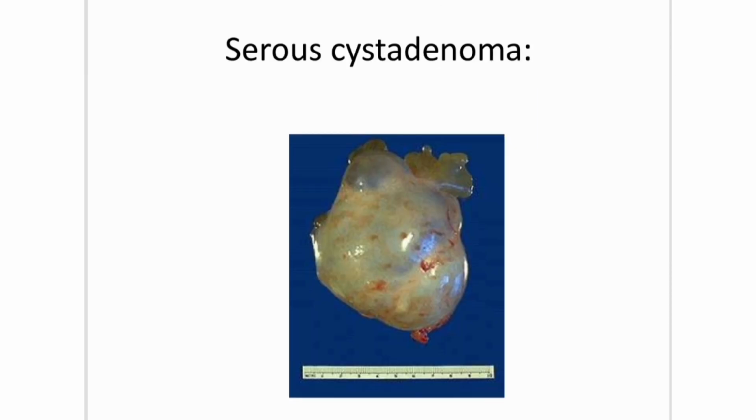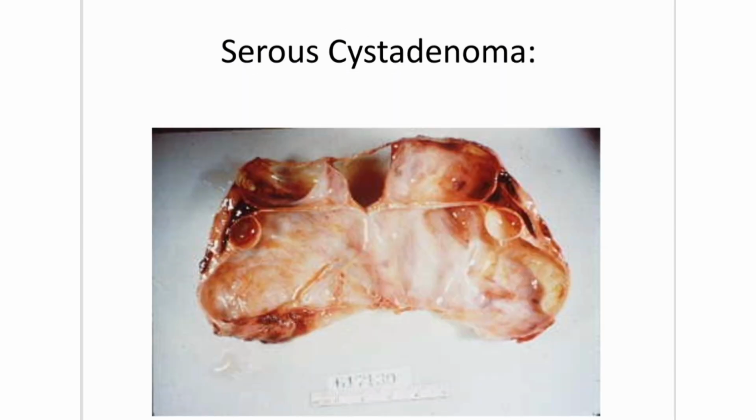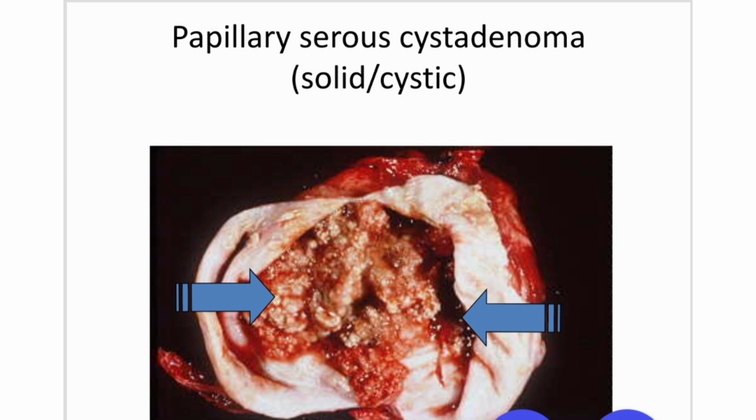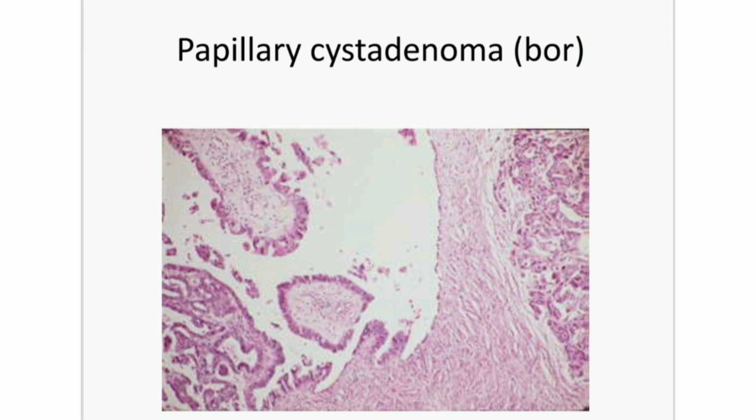This is a gross picture of a serous cystadenoma. You can appreciate the tense, glistening cyst wall. This is again a serous cystadenoma. The microscopic picture looks like this, lined by low cuboidal or columnar epithelium with cilia. This is a papillary serous cystadenoma with solid cystic components. Papillary cystadenoma borderline with more solid papillary areas. Papillary cystadenoma, you can appreciate the papillary fronds.